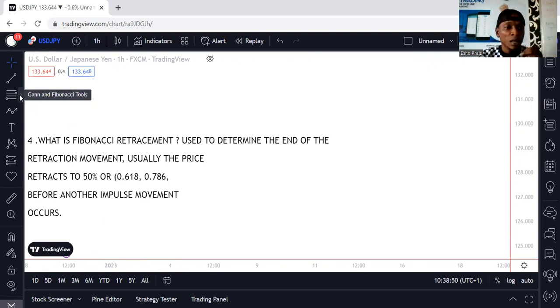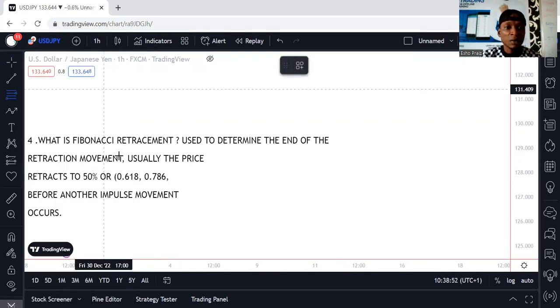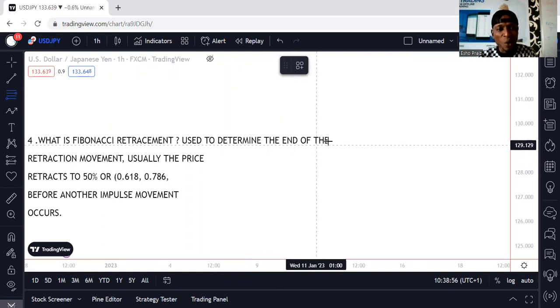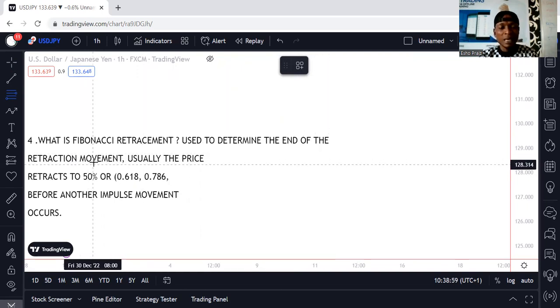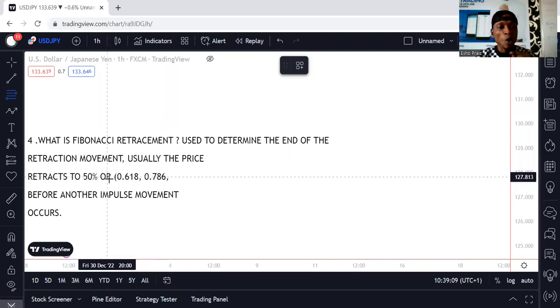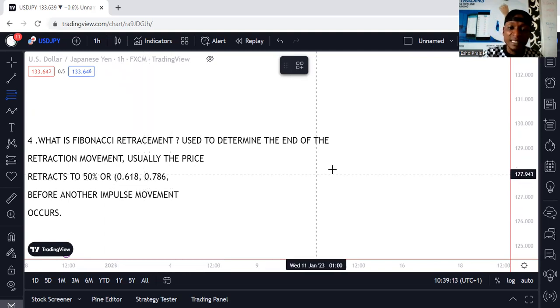So we pick out our Fibonacci. Now listen, Fibonacci retracement is used to determine the end of retracement movements. It is used to determine the end of what? A retracement movement, a pullback movement. Usually the price retraces to 50% or 0.618 or 0.786. Now this is exactly what they are saying.